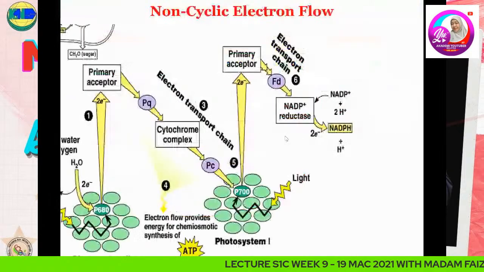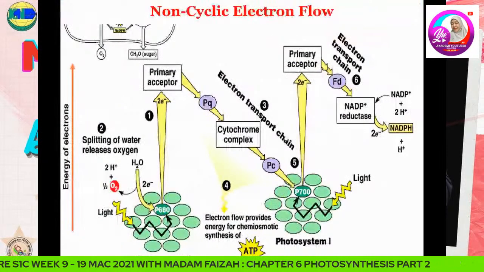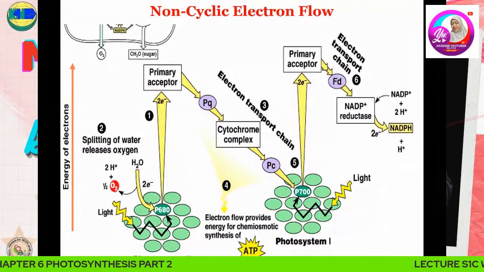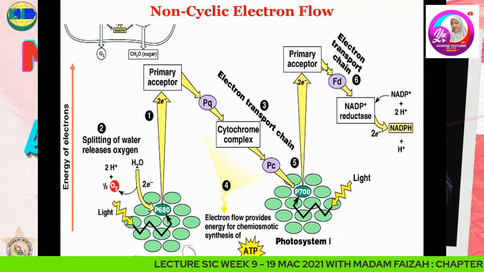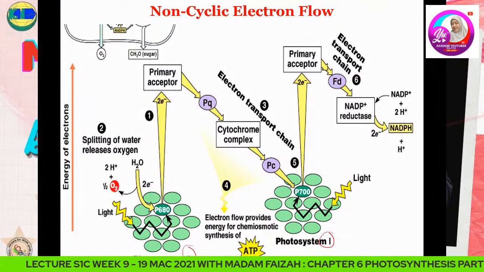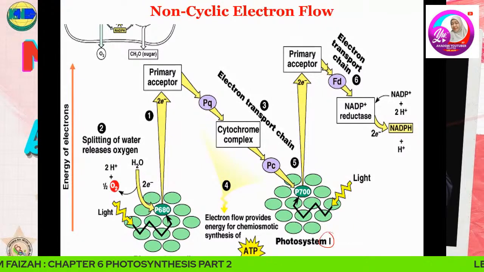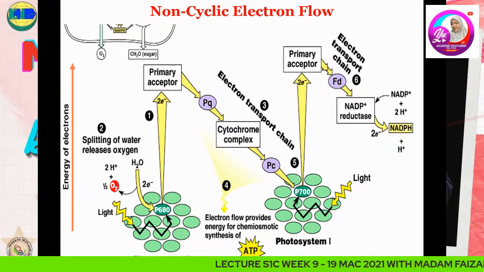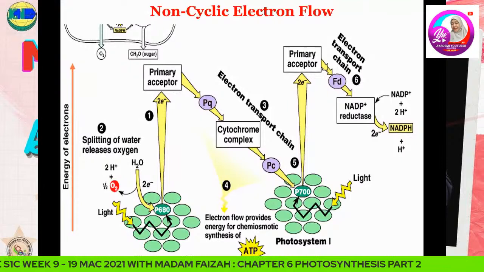Alright, so this is how the non-cyclic electron flow takes part. Please bear in mind, class, you may wonder why the reaction center P680 is labeled as photosystem 2 and P700 as photosystem 1, although as you can see, the value 680 is lower. But in the concept of physics, the shorter the wavelength, the more energy. That's why 680 takes place first in this photoactivation compared to P700.